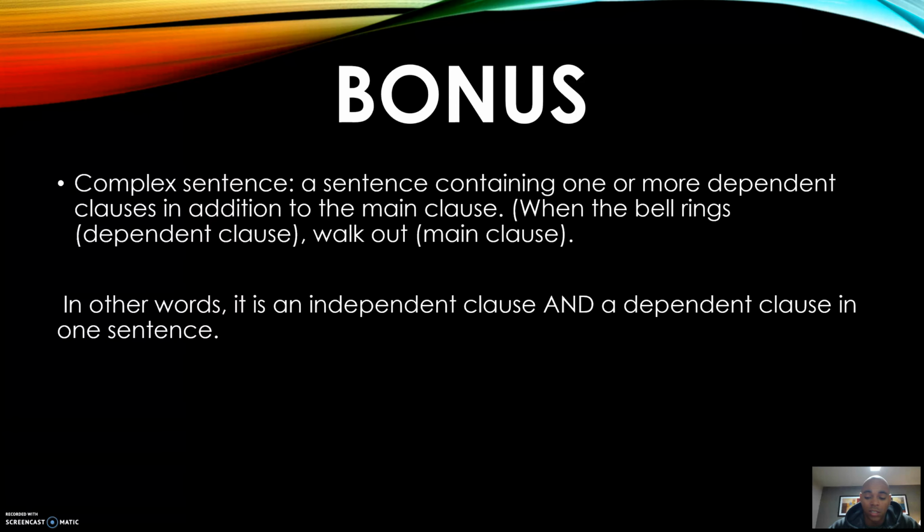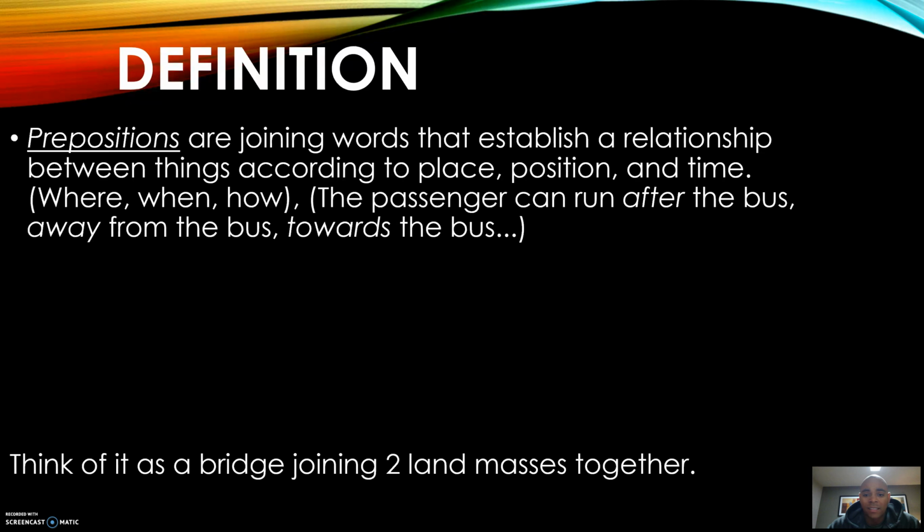Prepositions are joining words that establish a relationship between things according to place, position, and time: where, when, how. The passenger can run after the bus, can run away from the bus, can run towards the bus. That's a reference I took directly from one of the required readings of a couple weeks ago. Think of it as a bridge joining two landmasses together.